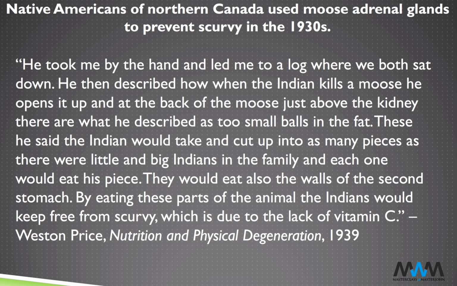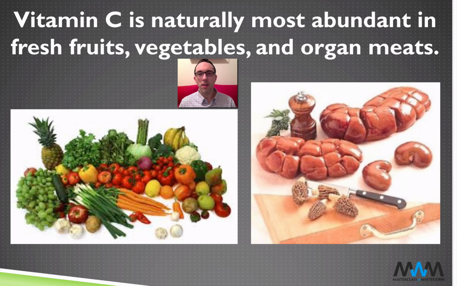So we could say overall that vitamin C is naturally most abundant in fresh fruits and vegetables and organ meats. And we want to protect it by keeping those foods fresh. And if we do process the foods in a way that adds water, then certainly we want to help keep it stable with extra acidity.